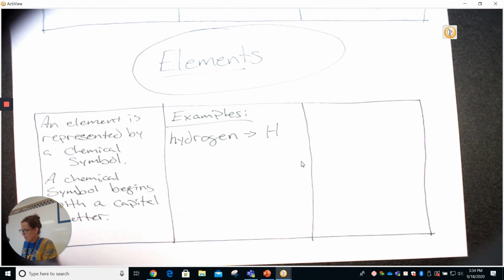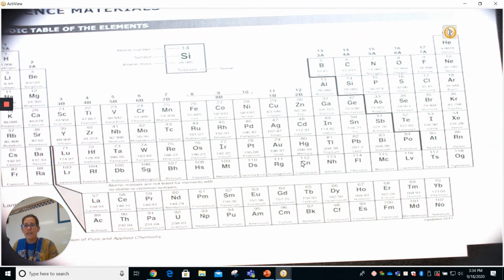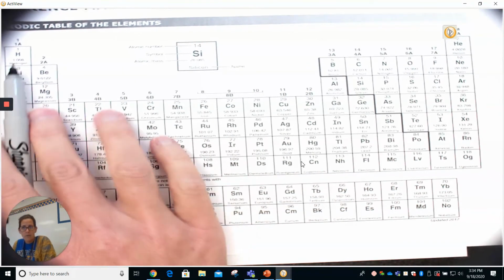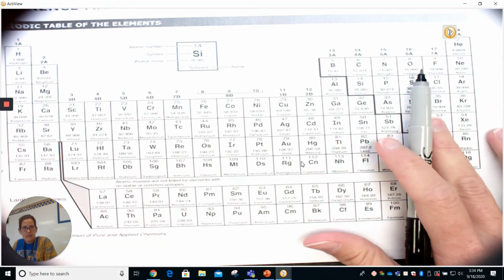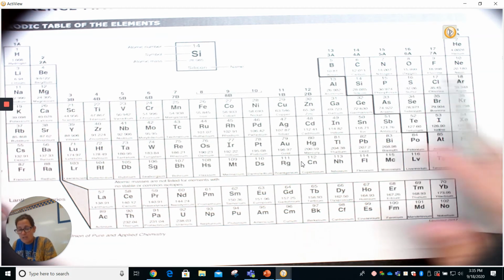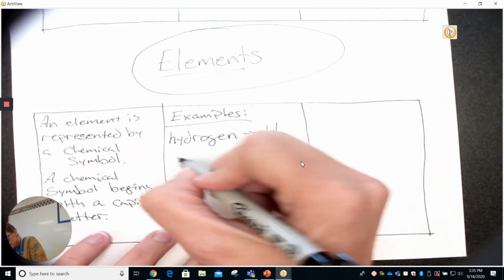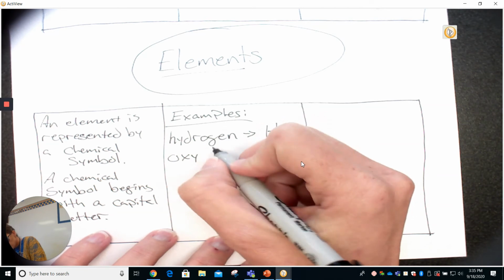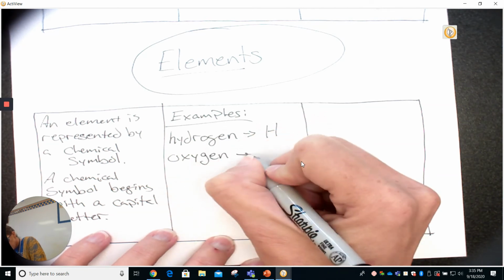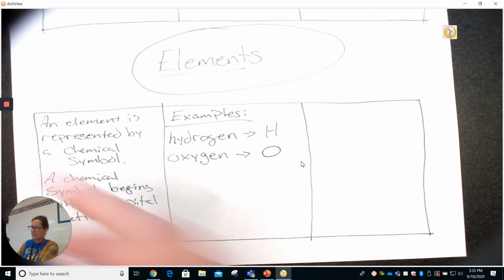The next one we're going to talk about is oxygen. And oxygen, we need oxygen to breathe. And oxygen is on here way over on this side. See oxygen right there? We've got an O. Okay, so oxygen is represented with a big capital O. So that's the next one we're going to write down. Oxygen, a capital O.